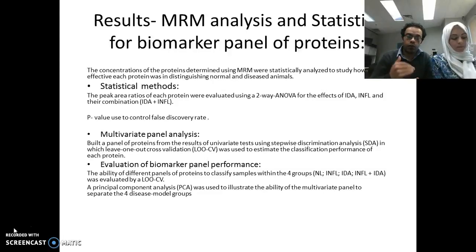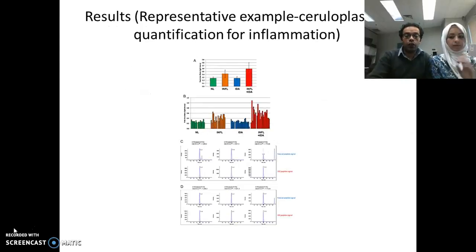The next step is evaluation of biomarker panel performance. The ability of different panels of proteins to classify samples within the 4 groups was evaluated by LOOCV. Principal component analysis, which is PCA, was used to illustrate the ability of the multivariate panel to separate the 4 disease model groups.